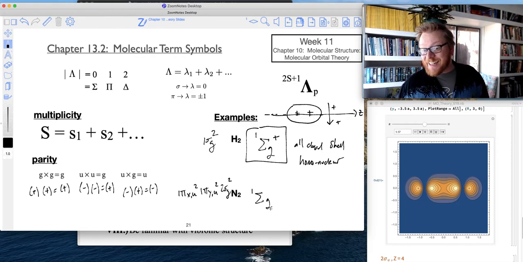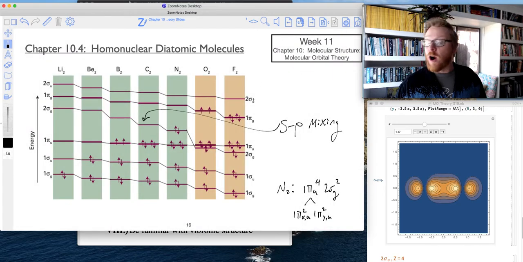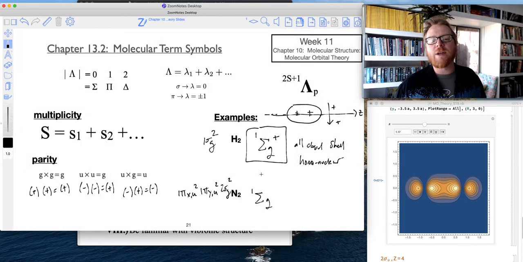As you might guess, nitrogen is also in that category. All of its bonding orbitals are occupied: the 1 sigma G, the 1 pi, and the 2 sigma G. Those are all filled up. So anytime we have that, we're always going to get a 1 sigma G plus. So how do we get that plus term then for nitrogen?